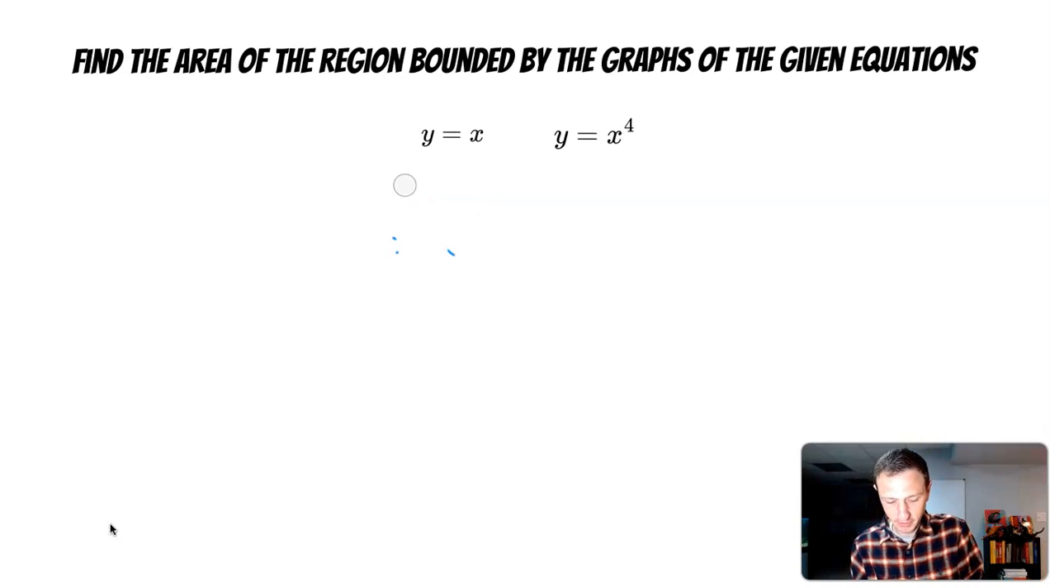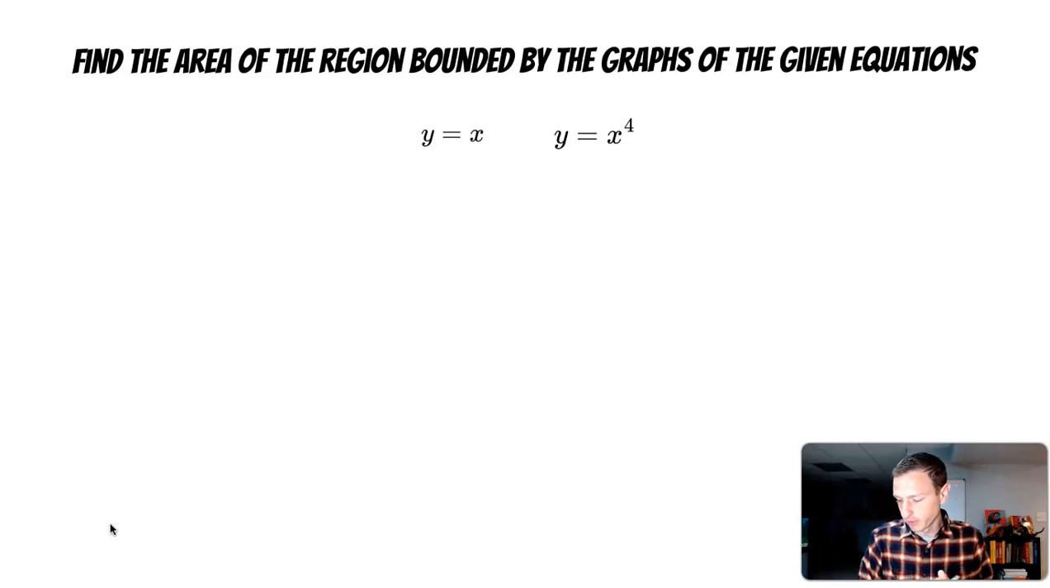And then the second part that we have to understand is what are going to be my limits of integration? Am I going to go from -1 to 2, 0 to 2, 0 to 1, 1 to 3? Like, where are they intersecting one another? What is that point? There's a number of different ways that you can do this. You can graph it in a TI-84 or TI-83 and figure it out that way.